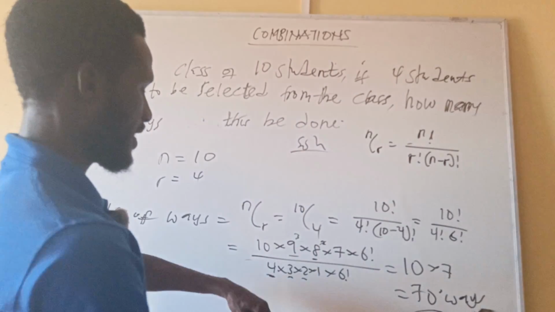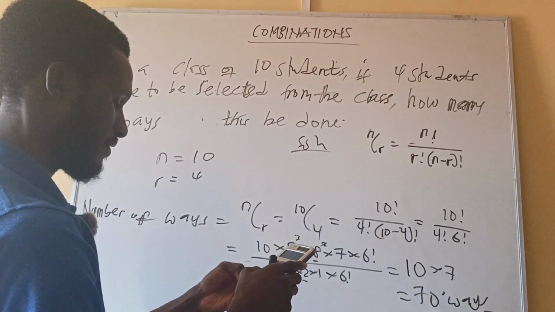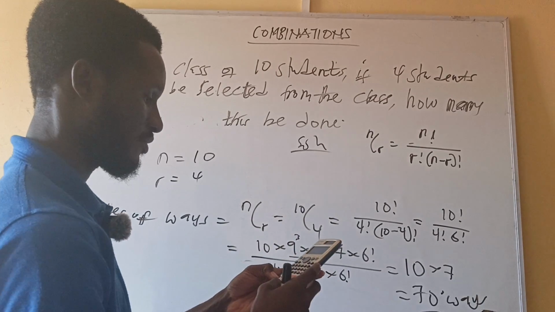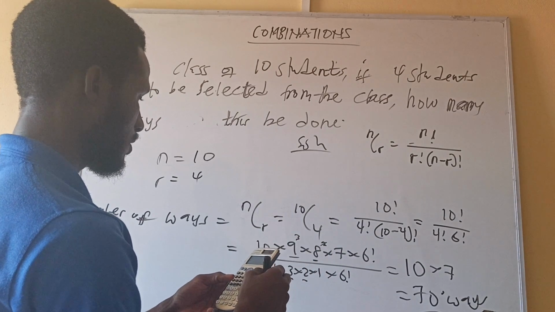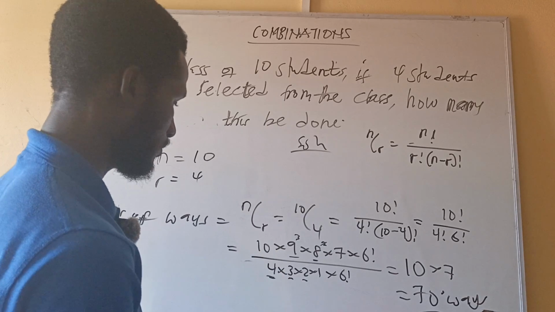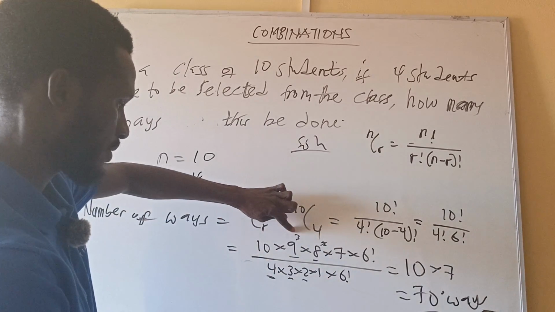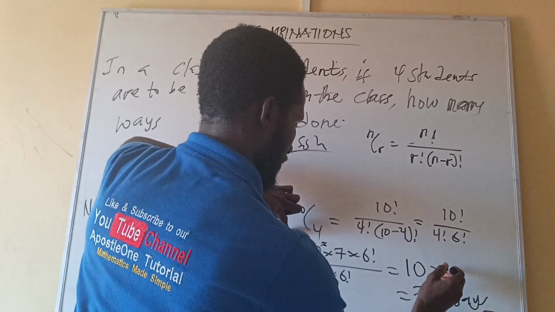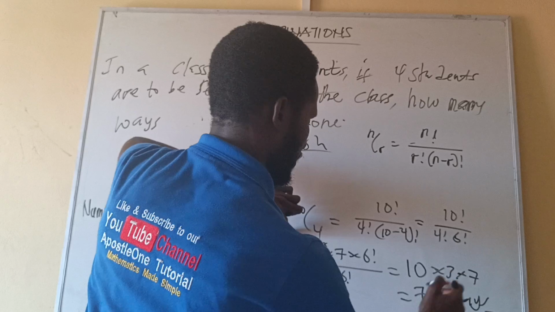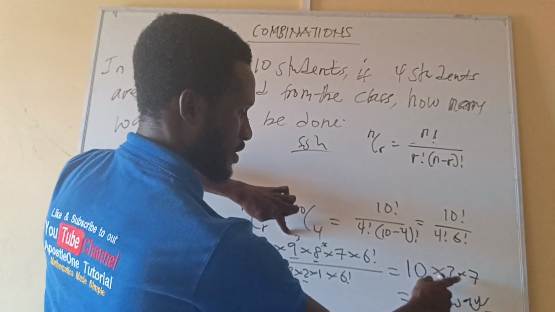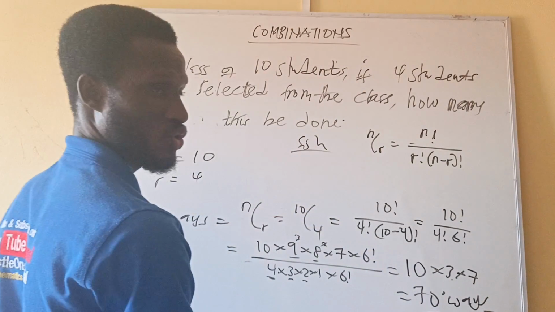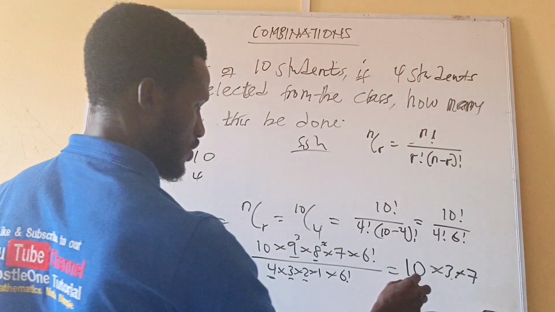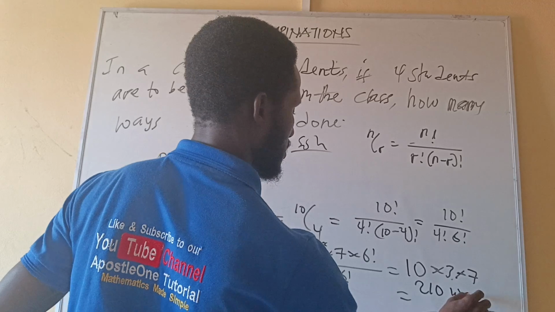70 ways. Now you can punch it into the calculator: 10 combination 4. Now I'll have 10 times 3. I have 3 here, don't forget. I have 3 here, times 3 times 7. So I'm going to get 10 times 21 times 10. I'm going to get 210 rather. I nearly forgot this 3. So I'm going to get 210 ways.